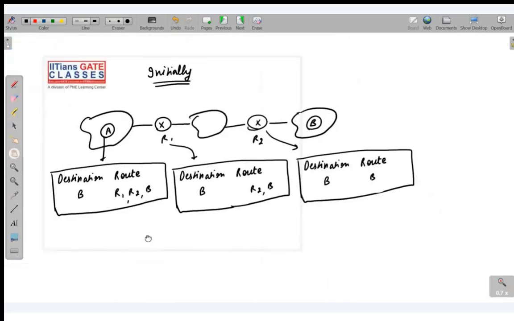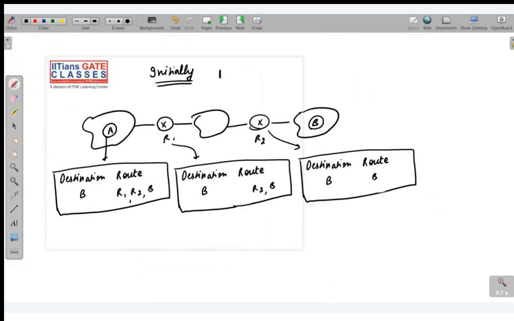So initially we had the route method. This is known as the route method. That means the entire route was there in the routing table. A will make an entry, if the destination is B, and like that there will be many destinations, and the routing table will hold the entire route, that means R1, then R2, then B. It's just like when you want to go from Delhi to Bombay, you have the entire route in your mind. That is the basic scenario. This is the route method.